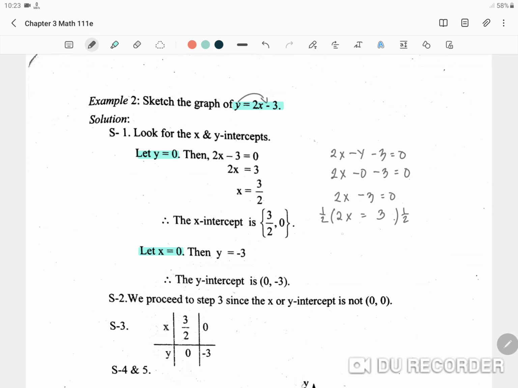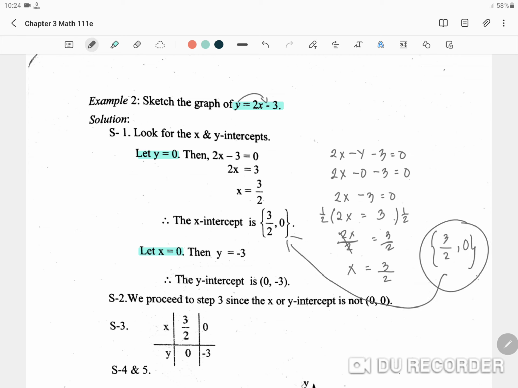Magiging 2x over 2 is equal to 3 over 2. So we have x is equal to 3 over 2. Okay? We have x is equal to 3 over 2. So ibig sabihin yung x-intercept natin is 3 over 2, then yung y natin 0. So that's it. Kaya meron tayong kanyang itsura ngayon.